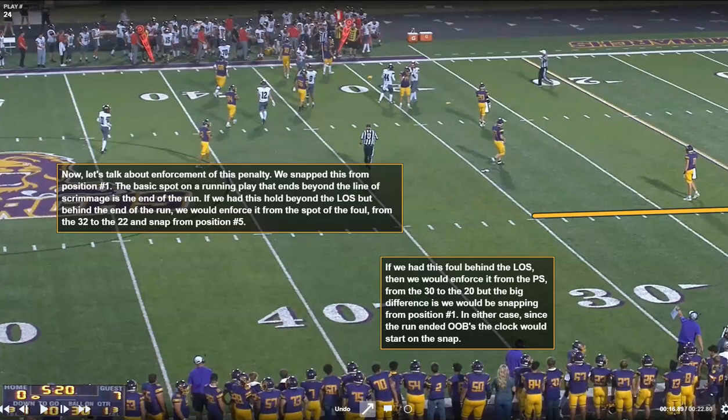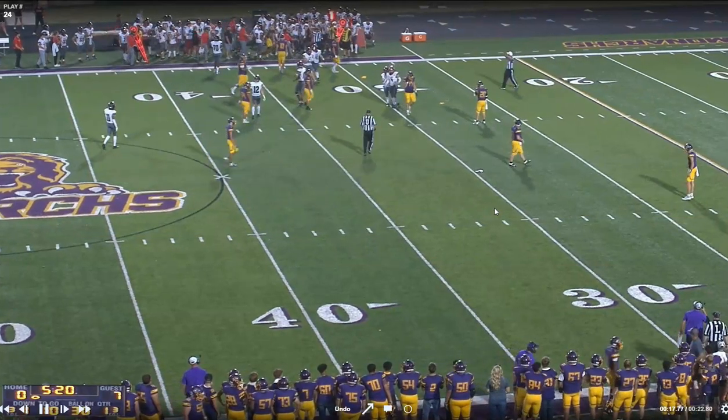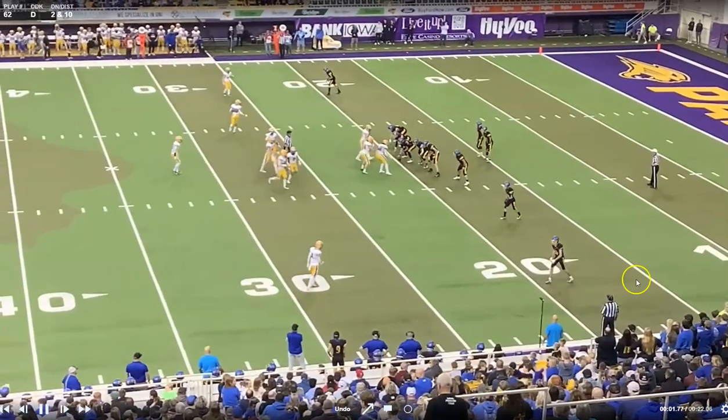back to the 20, and we're going to snap the ball, repeating first down from the 20-yard line, but our ball position would be position 1. In either case, since this run ended up out of bounds, the clock would be on the snap. All right, next play.